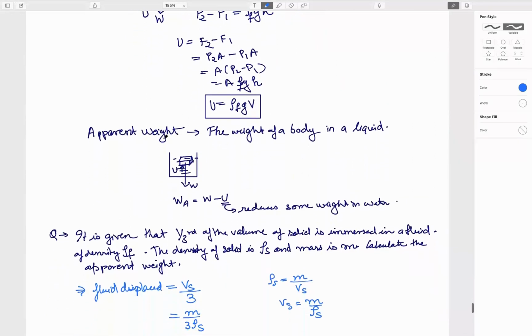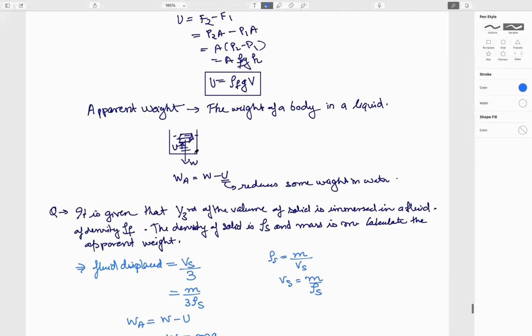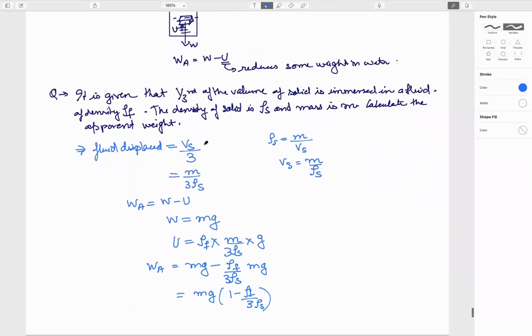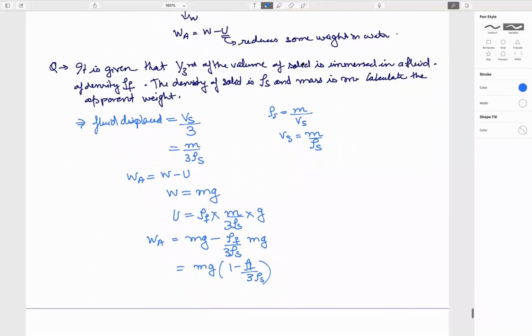Then we discussed what apparent weight is. Apparent weight is the weight of the body in a liquid. In a liquid, the actual weight is reduced due to the upthrust acting on the body. Then we discussed this question. It is given that 1/3 of the volume of the solid is immersed in a fluid of density rho f. The density of the solid is rho s and mass is m. Calculate the apparent weight. The fluid displaced is the volume of the solid body immersed in it, that is Vs by 3.